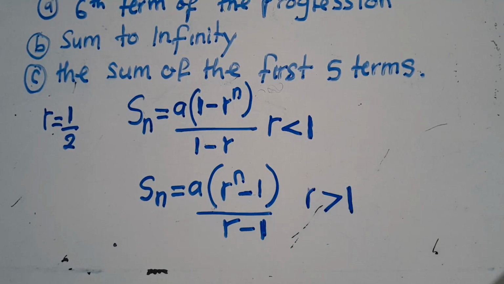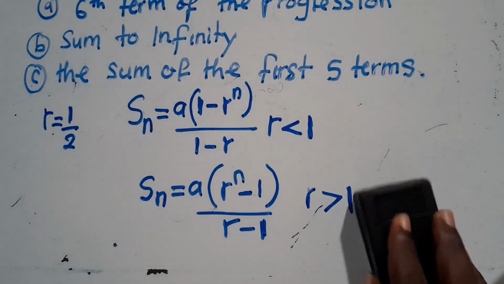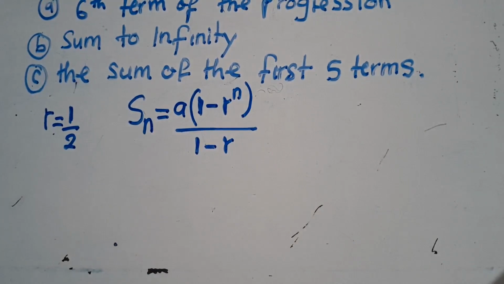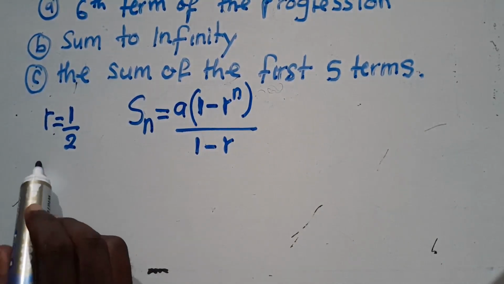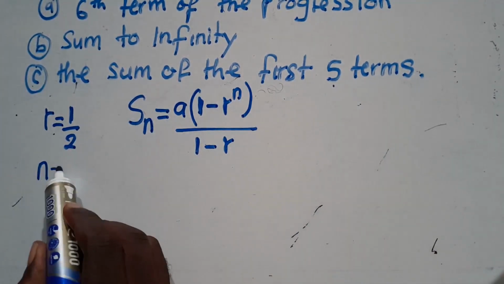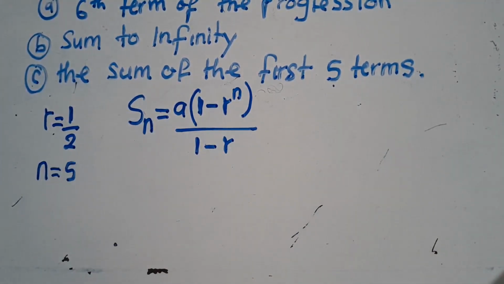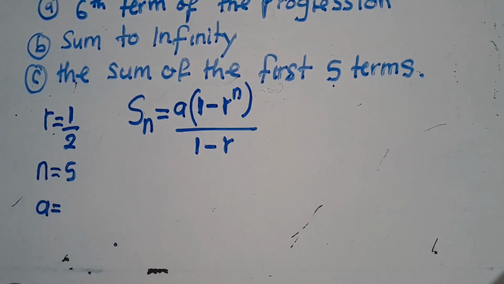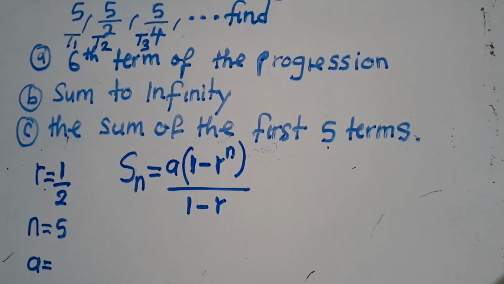But those of you under my online lessons, I taught you this just 2 days ago, and I think you know how to go about these questions. So now we are going to use this particular formula because our common ratio is less than 1. And what is n? Sum of the first 5 terms, so n is equal to 5. Then what is my a? My first term is always what? 5. If I check there, 5 is my first term. So I put my 5 here like this.